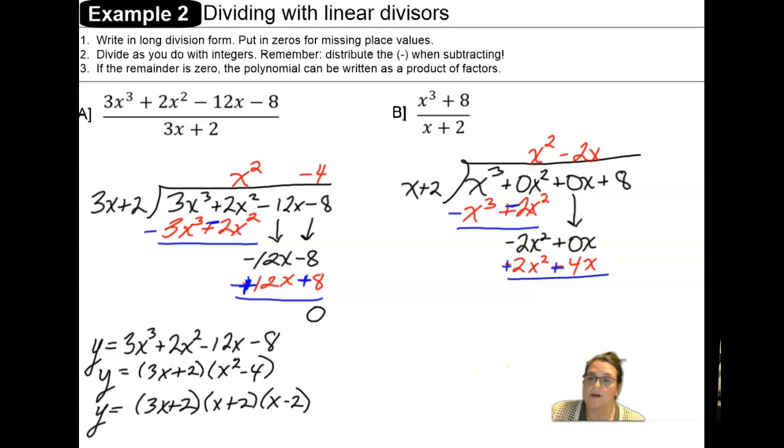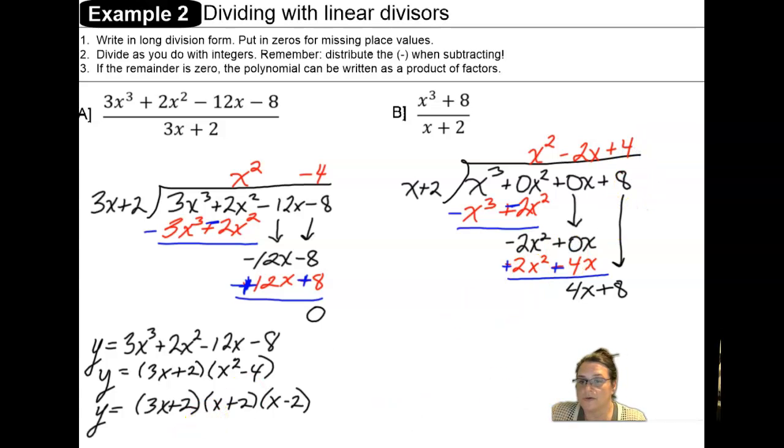Okay, then I'm going to combine my like terms. Negative 2x squared plus 2x squared is 0, those cancel, and 0x plus 4x is a positive 4x. And then I'll bring down my last term, which is the constant 8, and repeat the algorithm. So x times what is 4x? That would be a constant of positive 4.